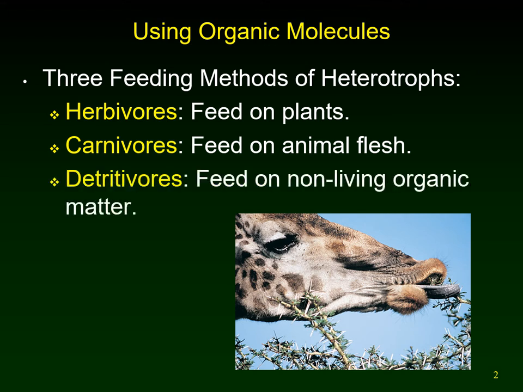And then we have detritivores that are feeding on dead things, and they're extremely important because they're going to recycle all of those nutrients back into the food chain. They're going to break things down into their nutrients so the plants can take those back up in their roots and use them to make their molecules.